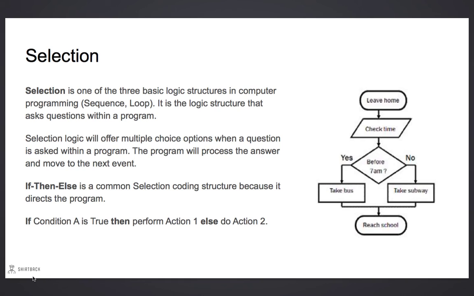In selection, we use if, then, else. This is a coding structure that will direct our program. For example, if condition A is true, then we must perform action 1. Else, we would do action 2. Over here in the screenshot to the right, we see a sample selection logic structure. The multiple choice is here in the middle where it says before 7 a.m. From there, we can see our code goes 2 different ways depending on the answer to the input question.